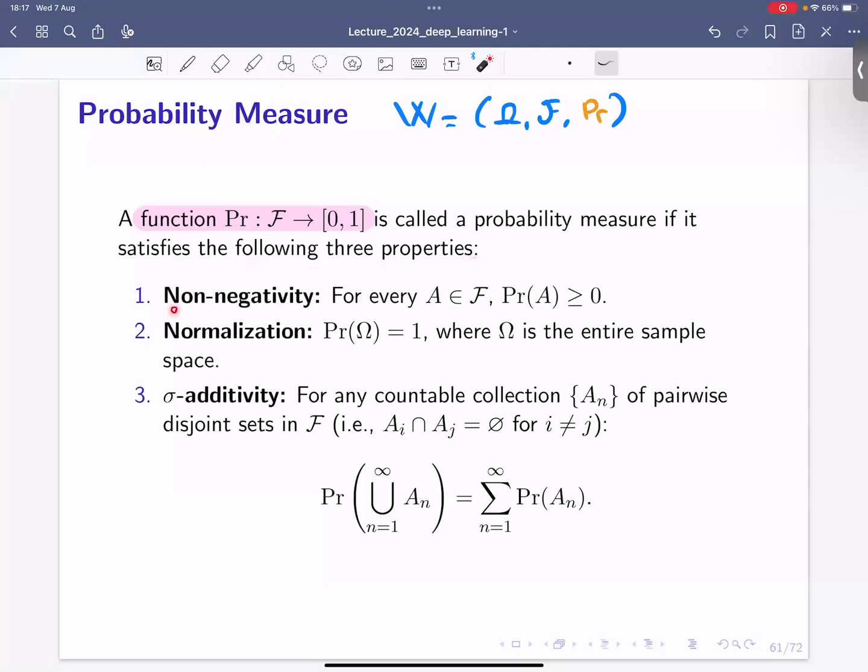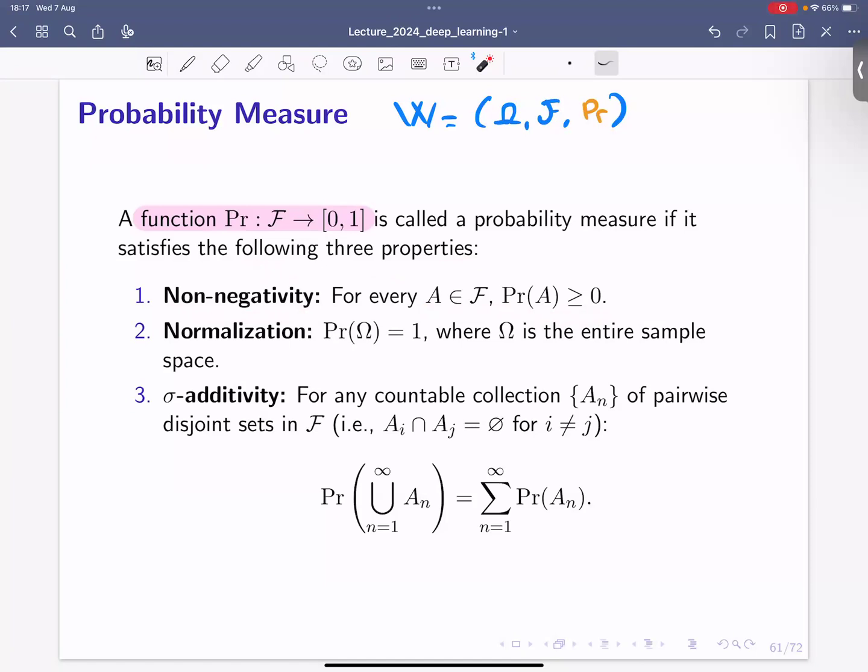First of all, it has to be non-negative, which makes sense, right? It's a probability. You cannot assign a negative probability to a set A, right? So you take a set A in your sigma algebra, this probability has to be greater than or equal to 0.